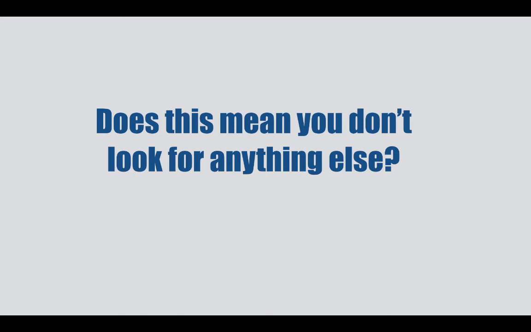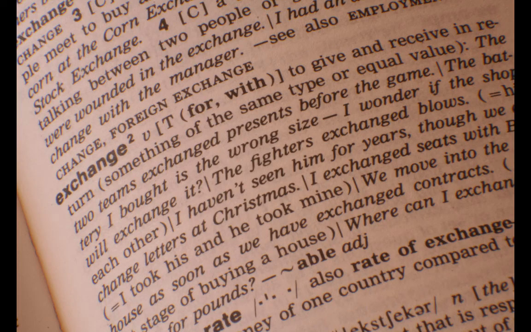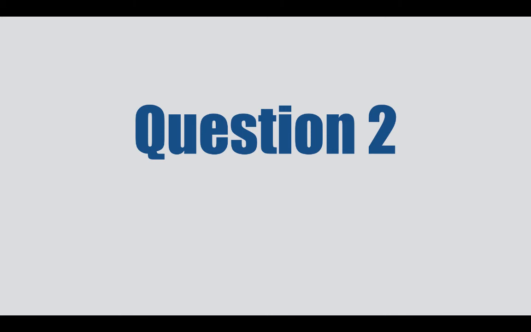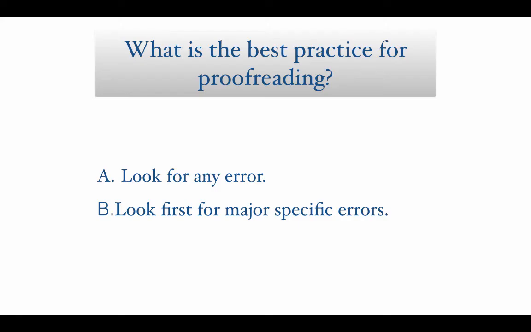Does this mean you don't look for anything else? Of course not. Review the paper again, looking for any errors. If you are uncertain about spelling, check these words in your dictionary. So let's review with a question. We take a deep breath or 2, then begin reading our writing the first time. Do we look for any error or look for specific major errors?